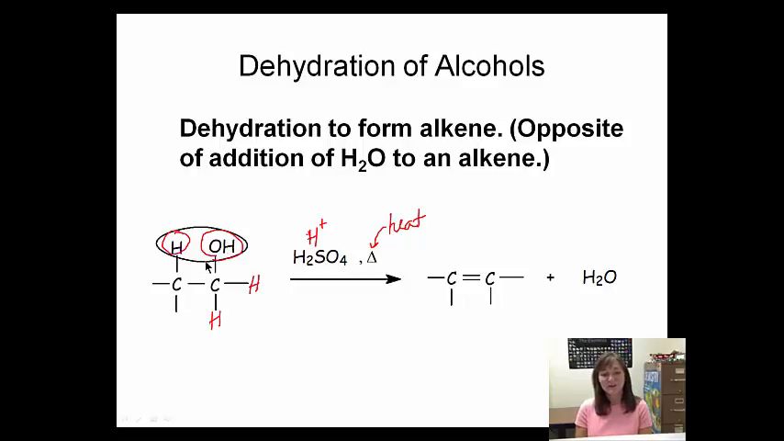Okay, so if we take off the hydroxyl group from this carbon, that's breaking this carbon's octet. So it is looking to make another bond. And then if I take off a hydrogen from a neighboring carbon, it breaks this carbon's octet. So the way these two carbons resatisfy their octet is to make a double bond between them. Okay? And then don't forget to write your water out here. So water is the other product that forms in a dehydration reaction.